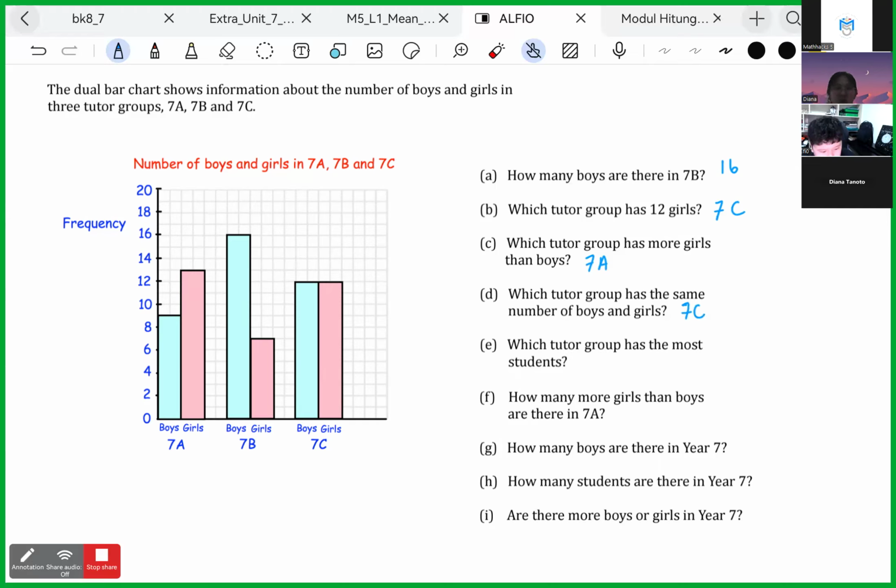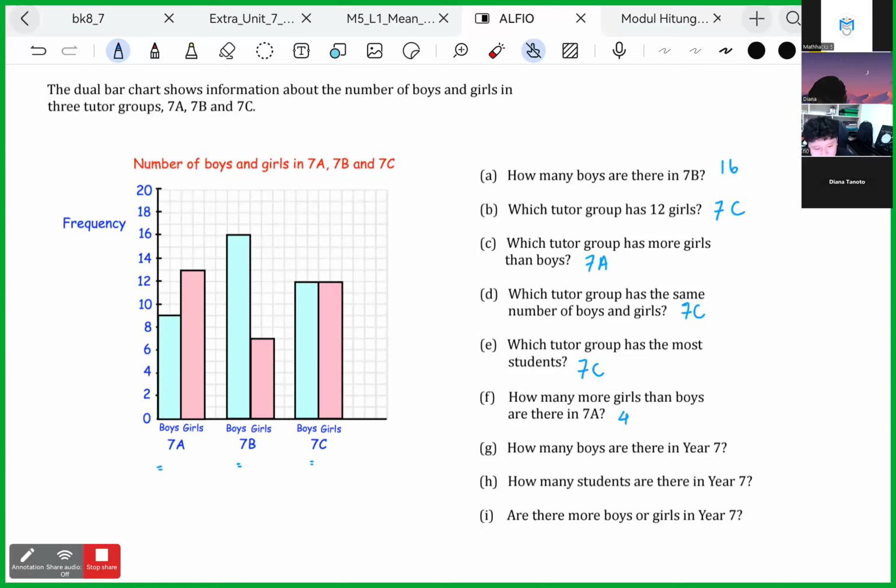Yeah, you have to count for this one. What is the total students for C? C. How many more girls than boys are there in 7A? There are 1, 2, 3, 4 more girls.